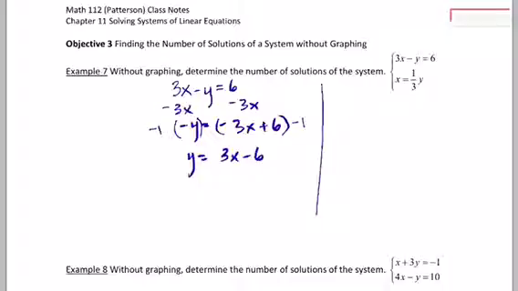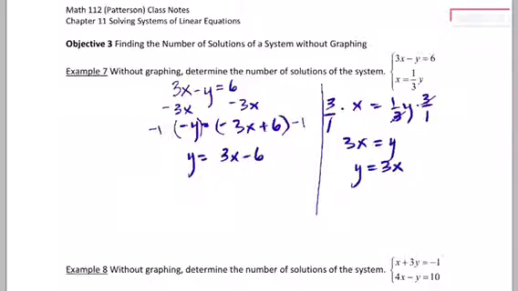Now we'll move on to the next one. We start off with x equals 1/3 y. I'm going to solve for y by multiplying by the reciprocal of the 1/3. On the left-hand side, I've got 3x. On the right-hand side, I have y. So I can rewrite that as y equals 3x.